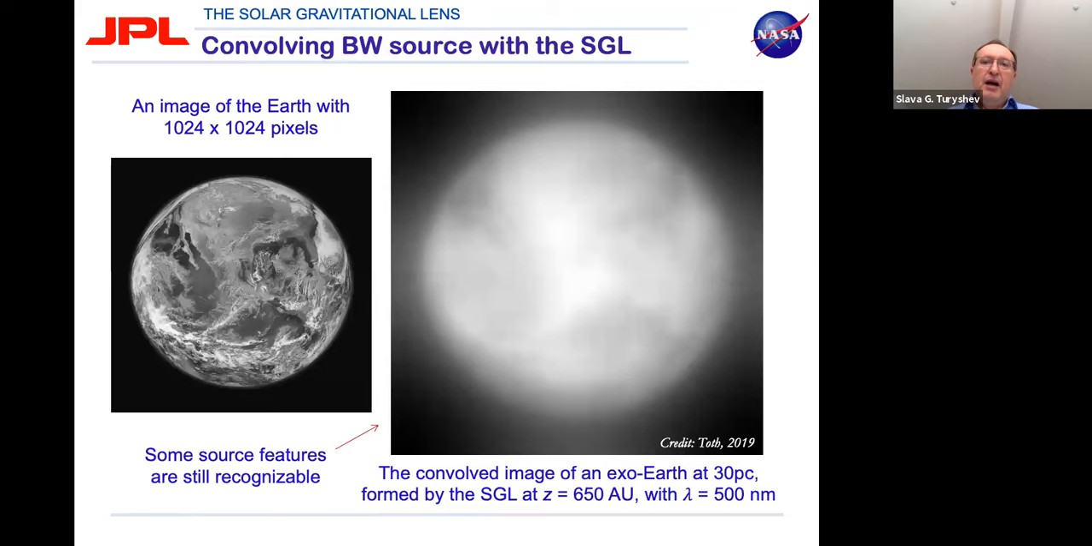So recently we were able to do convolution and deconvolution techniques. Here on the left, you see the image of our Earth taken at 1,000 by 1,000 pixel resolution, when we convolve it with the solar gravitational lens point spread function. So this is what you see. This is the image field, the light field that we will be sampling. It is a blur because of the properties of the point spread function. Essentially, this blur can be easily removed by doing a fast Fourier transform using the convolution techniques. And essentially what we get is this.